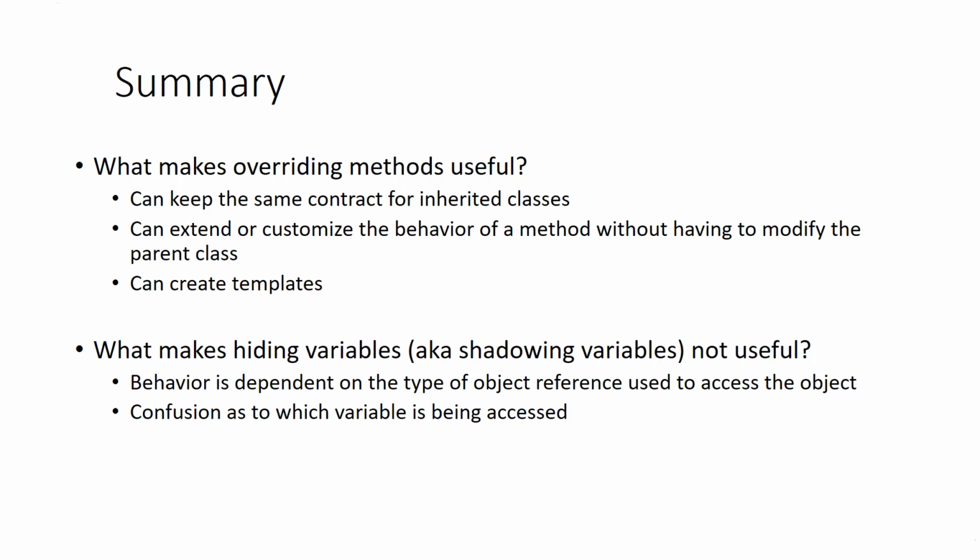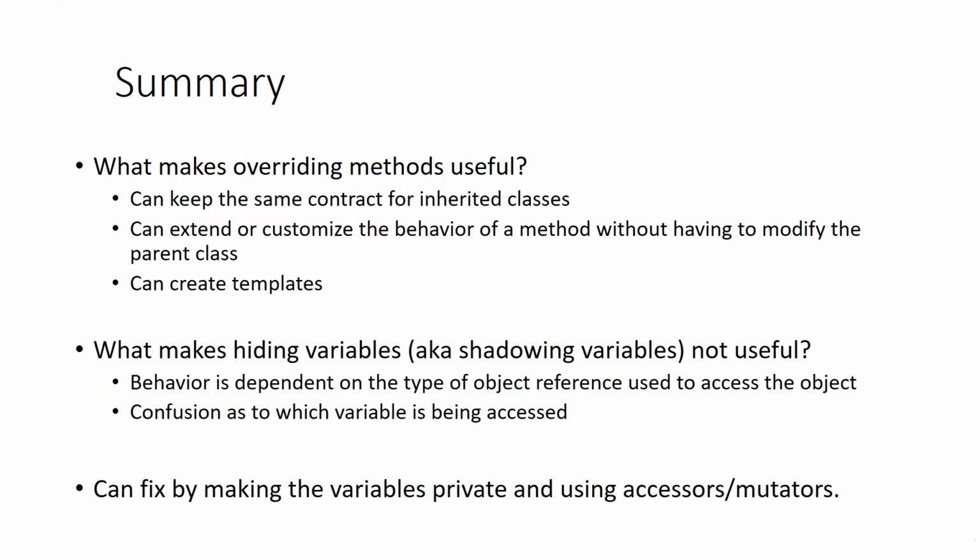But luckily, the easy way to fix this and to avoid it is really just by making your variables private and using accessors and mutators to access them. Because when you use accessors and mutators, now you're using methods, and then you can exploit the properties of overriding instead of variable hiding.